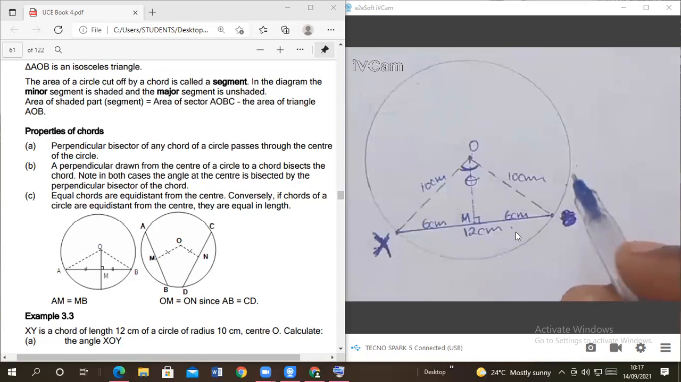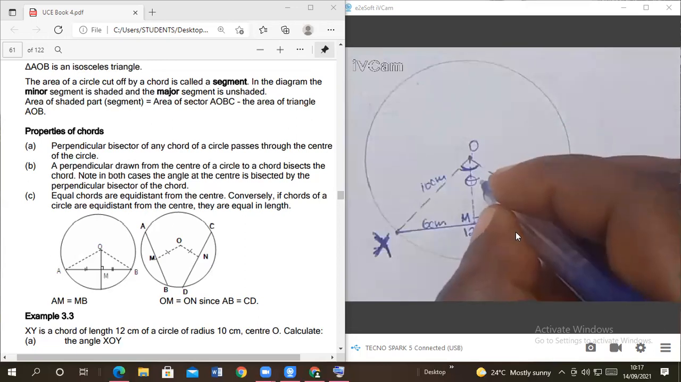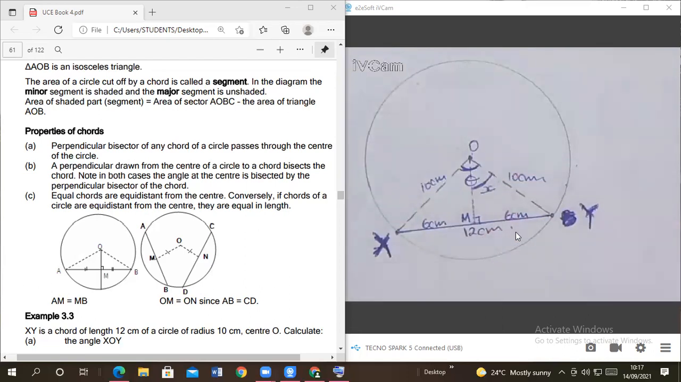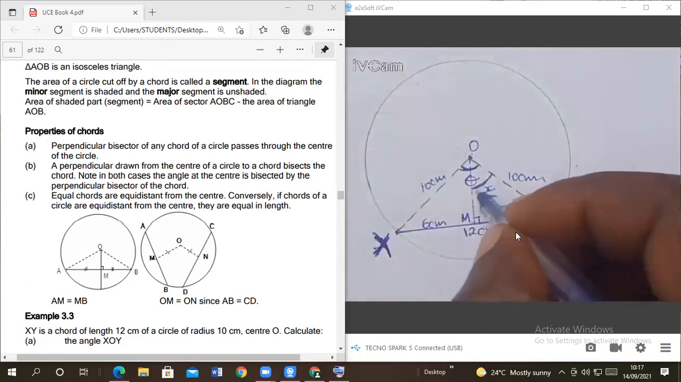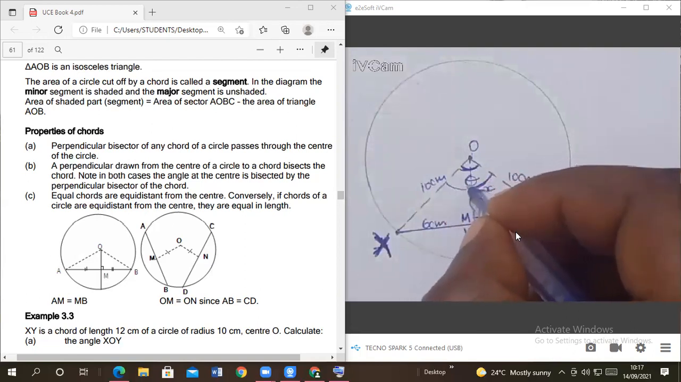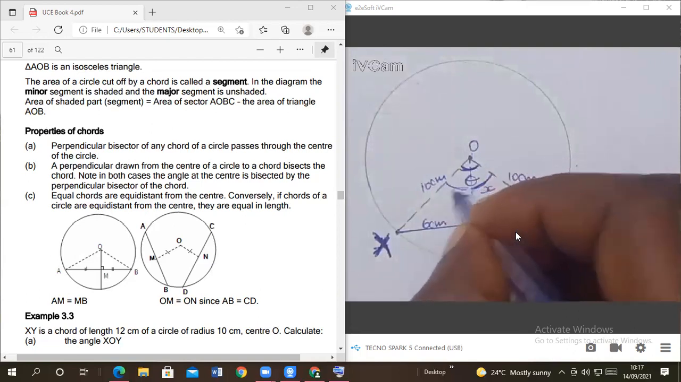Now, for us to find this angle here, we can find this small angle. Let me call this one X. Are we together? We can find that small angle X. And if this angle is X, it means that this angle is also what? X. Is also X. Very good.